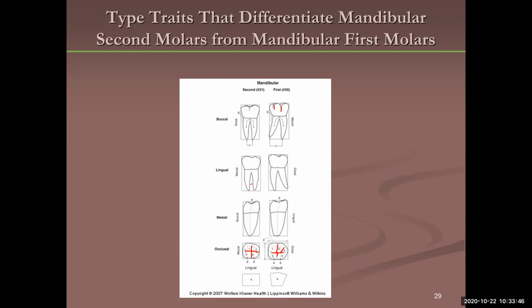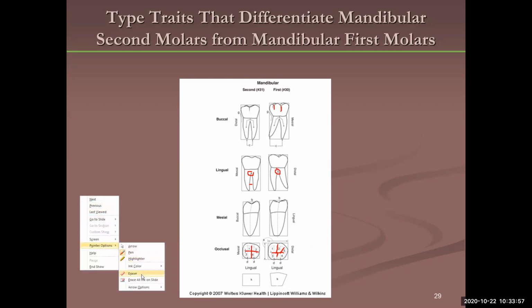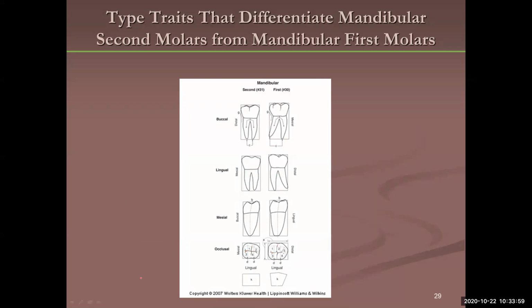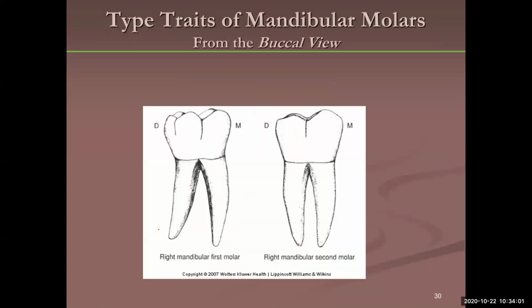The roots are closer together on a second than they are on the first. I don't like where they've placed these root trunks and the bifurcation. Artist interpretation. From the buccal view. The biggest thing. Number of cusps. Are we good?